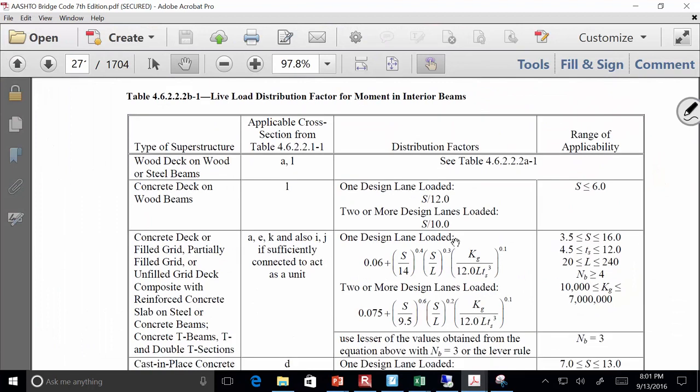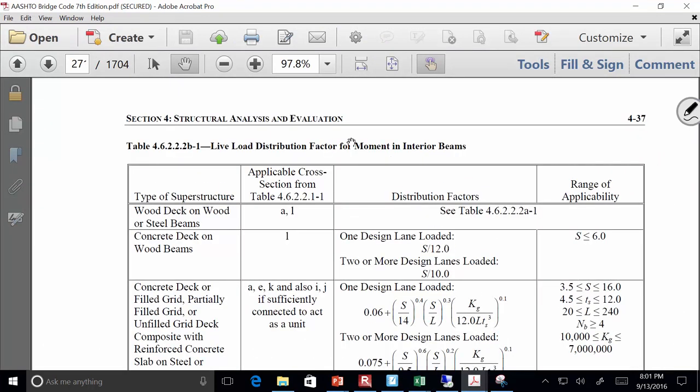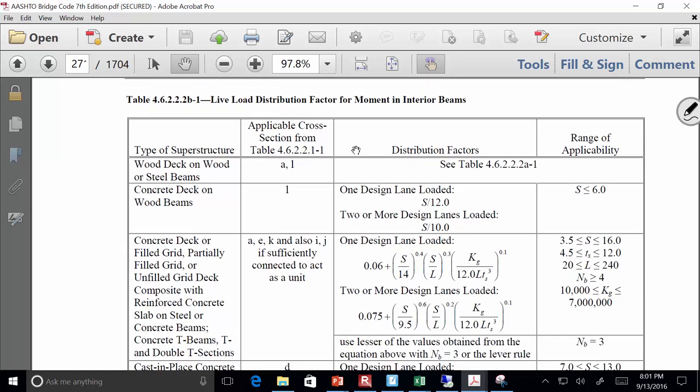All right. So I'm here, I'm in the spec, I'm on page 4-37, which you all have that spec handout, or at least you should. Okay? I'm on table 4.6.2.2.2b-1, live load distribution factor for moment and interior beams. So that's what we're talking about. Cross section A, here's my range of applicability. 1 design lane loaded, 2 or more design lanes loaded. So single lane loading scenarios, multiple lane loading scenarios, and it's a nice, pretty plug and chug equation. All right. So far, so good?